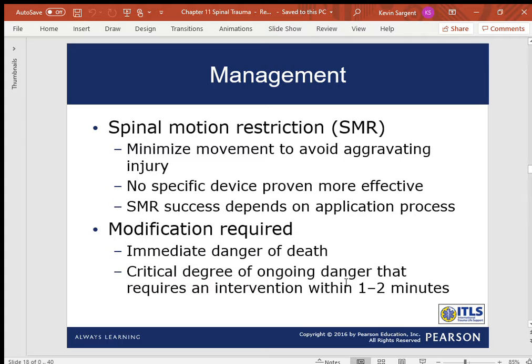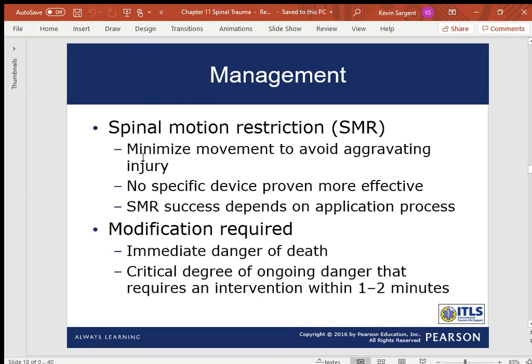Okay? Immediate danger of death, critical degree of ongoing danger that requires intervention within 1 to 2 minutes. That's when we modify. We may have to do a rapid extrication. Let's say the scene's becoming unsafe and you need to jerk someone out of a car. Obviously, you're not going to take the time to use long spine board or KED vest or all that stuff.